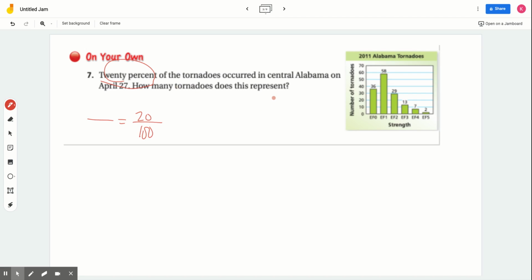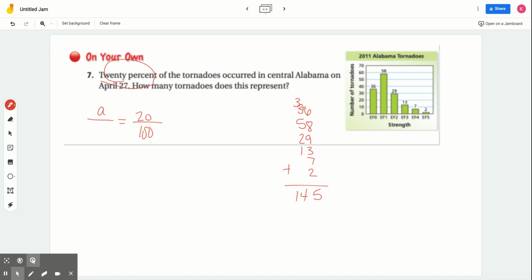We need to decide which one we can find. So how many tornadoes occurred on this date? Well, that's likely the part, because we're not talking about the total number of tornadoes. We're talking about the portion that occurred on this day. So we know that we're missing the part. Well, from this information and the picture, how can we find the whole? Here we can see that they're giving us the number of tornadoes of each strength category. So to find the total number of tornadoes, we can add, or find the sum of, each of the categories. So go ahead and find the total number of tornadoes from the chart.